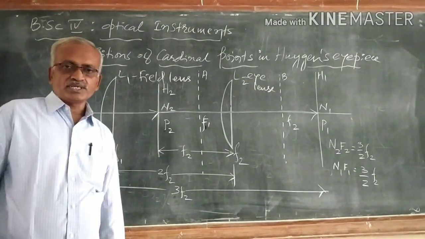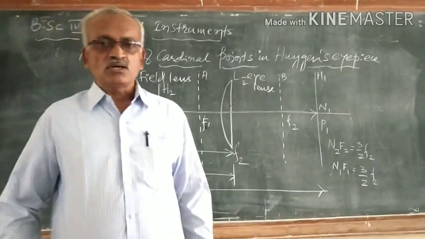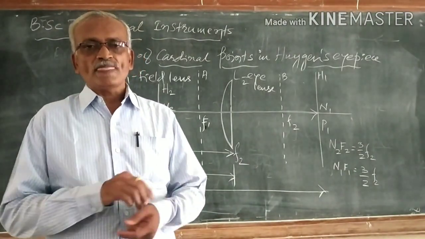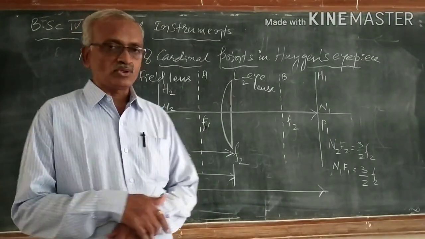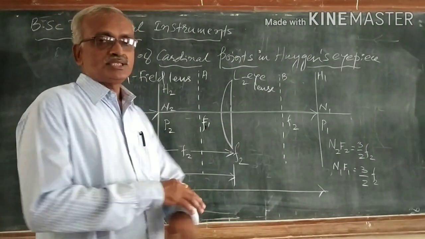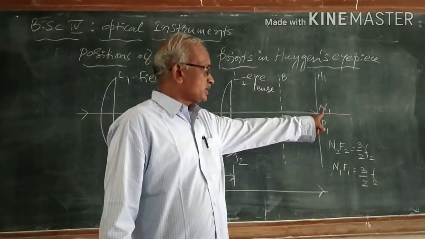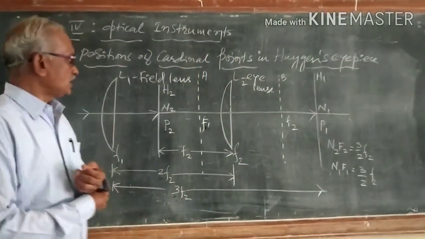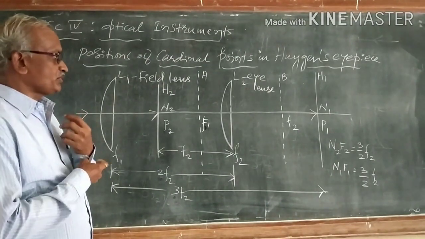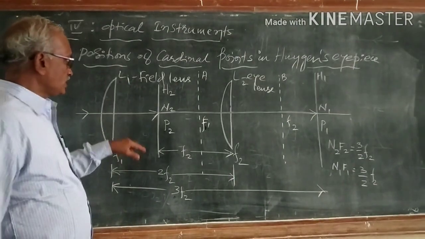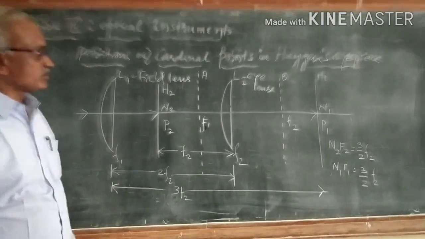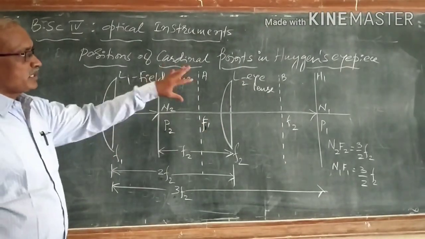They are combined and called the cardinal points: 2 nodal points, 2 principal points, 2 focal points. It is mentioned here on the board: F1, F2 are the 2 focal points, and P1 and P2 are the 2 principal points. Important to note here, N1 and P1 meet at only 1 point, and N2 and P2 meet at only 1 point. And F1 and F2 are separate. So this is a combination of 6 points in the Huygens eyepiece.